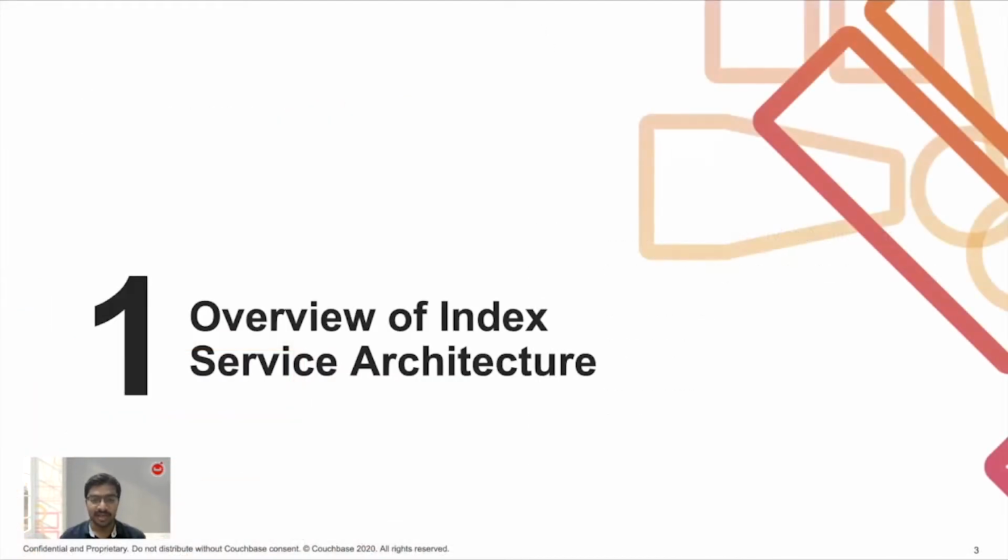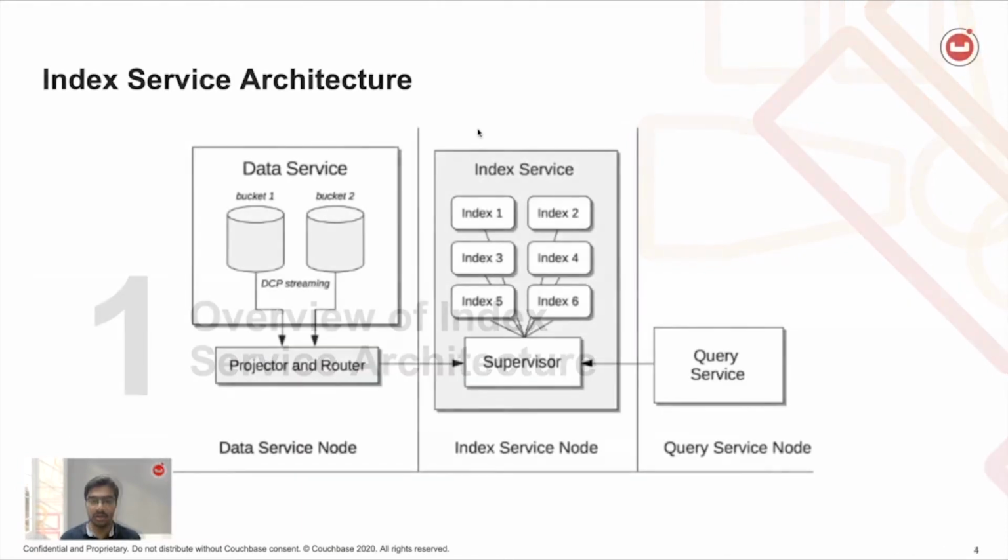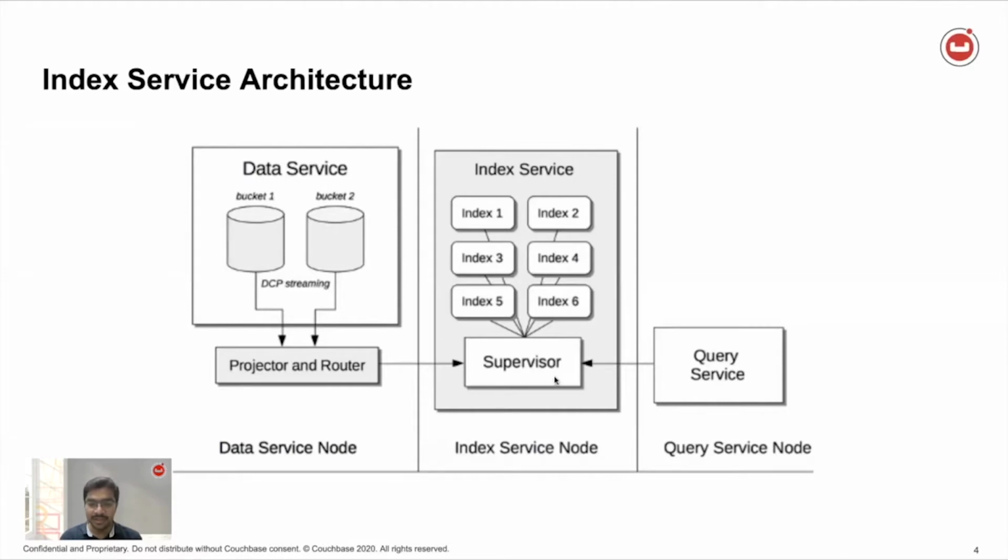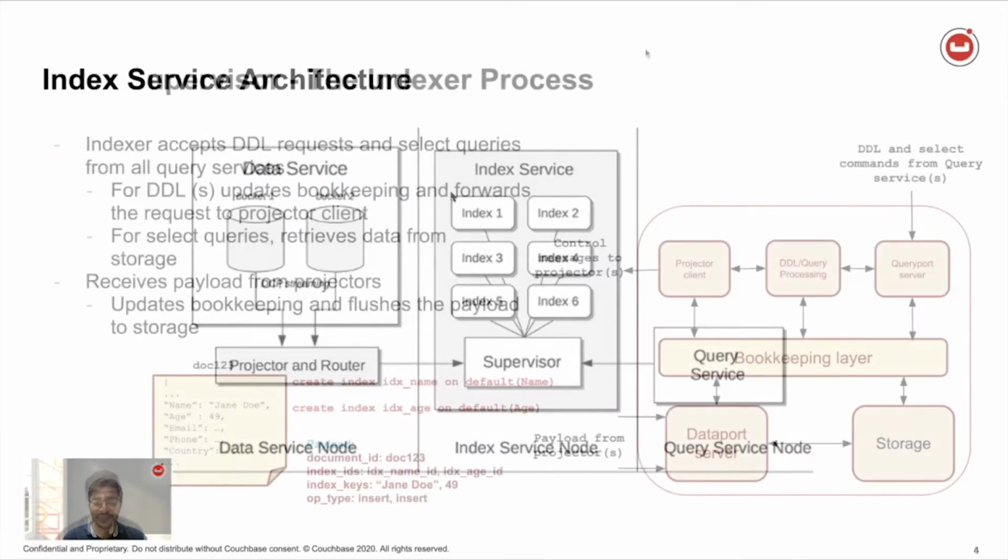Let us start with a high-level overview of index service architecture. The index service is comprised of a supervisor process running on the index service node and projector process running on the data service node. The projector process takes the responsibility of managing the DCP streams with the data service and forwards the data that is relevant to the indexes on the index service node. The supervisor process coordinates between all the commands that are received from the query service, the incoming data that is received from all the projector processes in the cluster, and manages the storage for all the indexes that are residing on the index service node.